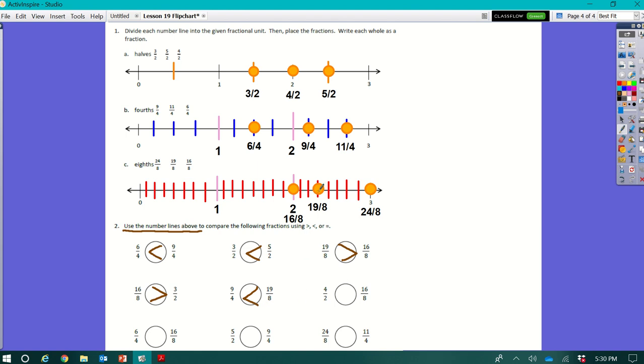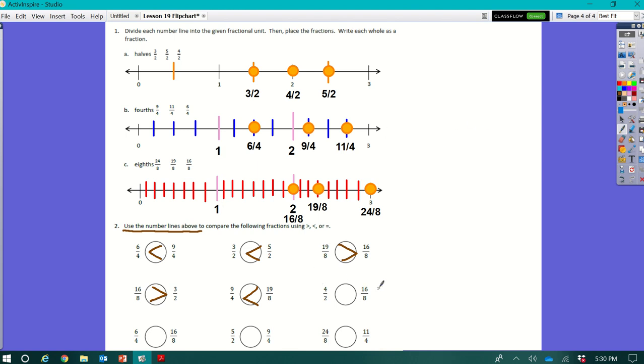This is where it comes into play as far as dividing your number line into equal parts, because if you don't divide it equally, it's going to be hard to compare them. So make sure you're lining your lines up. The half marks, the fourth marks, make sure they're lined up on top of each other. The whole numbers, make sure they're all lined up when you go to compare.